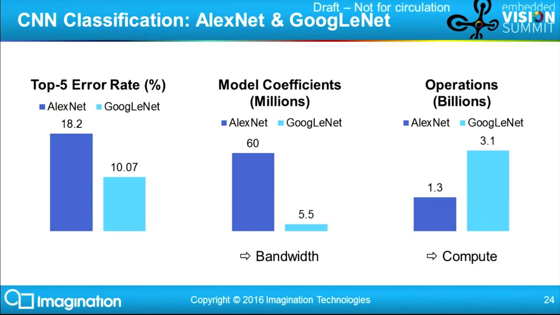And here, if we look at some of the reasons why, what GoogleNet does is use significantly fewer model coefficients than AlexNet, but it's also somewhat higher compute. So the model coefficients lead to a significant reduction in bandwidth, but what GoogleNet does is trade that off for compute, and that helps it to achieve a much better performance.